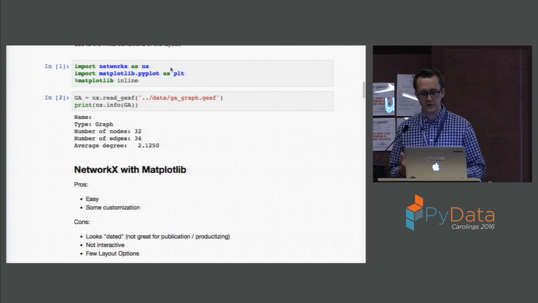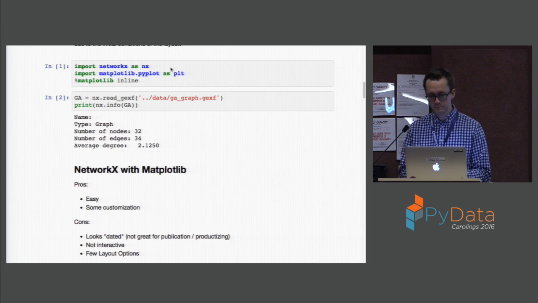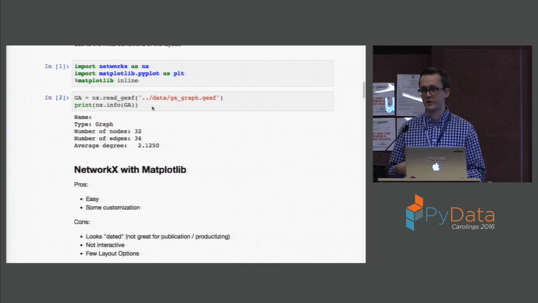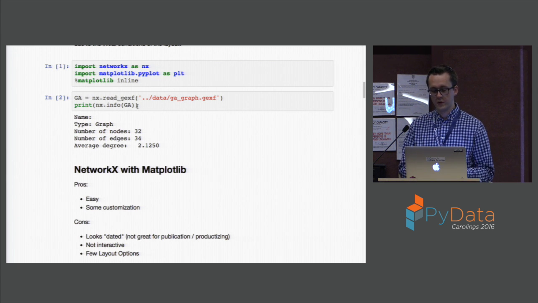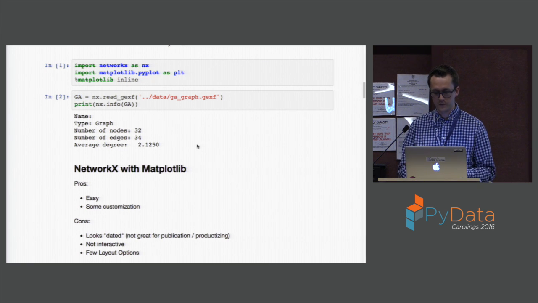Okay, so for this notebook, we are just going to import NetworkX and matplotlib pyplot. And now this is a new function, we're going to read in our GEXF file. It's going to contain exactly the information that we just imported in the last stage. And I'm just going to print out to prove that we are dealing with the same graph object GA here. So again, 32 nodes, 34 edges. We're good to go.